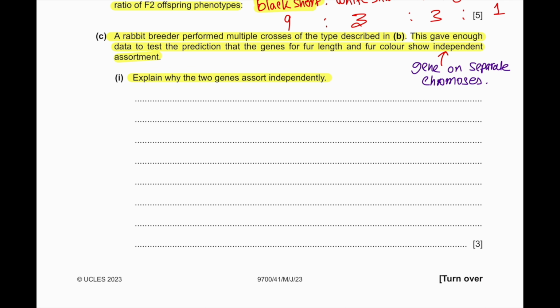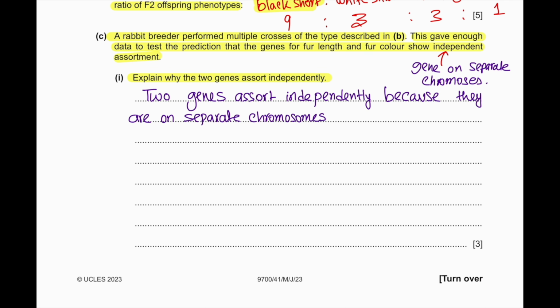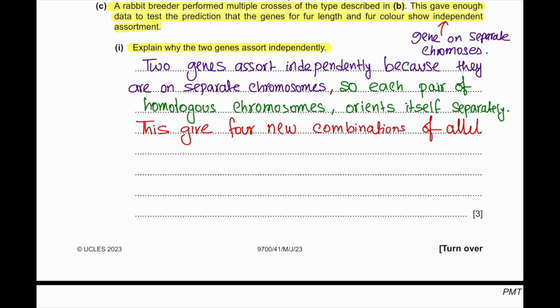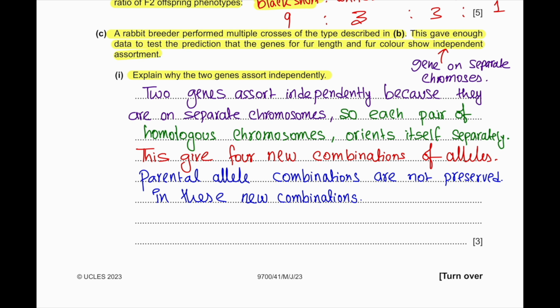So, in terms of explanation, why two genes assort independently, we can say it is because they are on separate chromosomes. Two genes assort independently because they are on separate chromosomes. So, each pair of homologous chromosomes orients itself separately. This gives four new combinations of alleles, and parental allele combinations are not preserved in these new combinations.